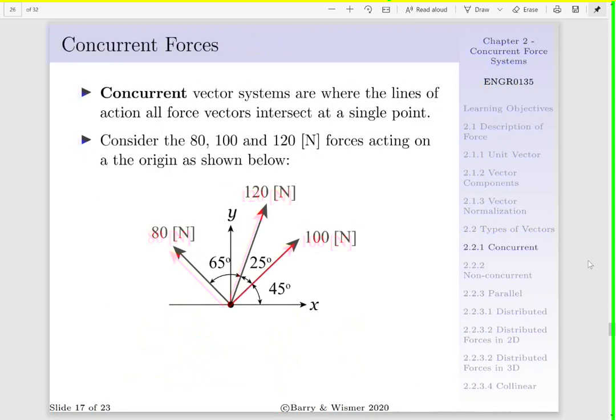When we talk about force systems, we have to define a few. The first is a concurrent force system. And in general, a concurrent vector system is one where the lines of action of all force vectors intersect a single point. So if we look at the diagram below, we have an 80 Newton, a 100 Newton, and a 120 Newton force, all originating from the origin, and our lines of action are intersecting at this single point.